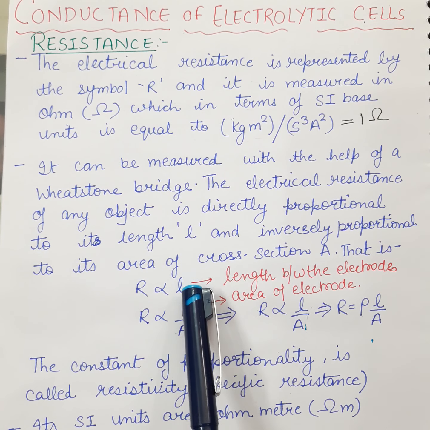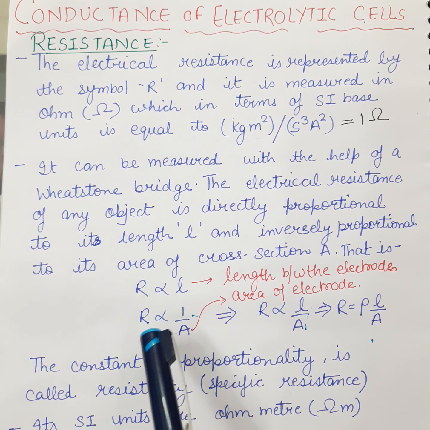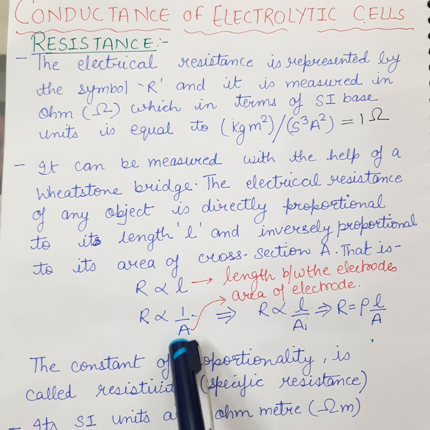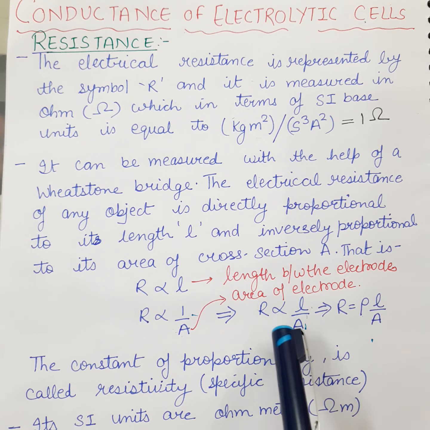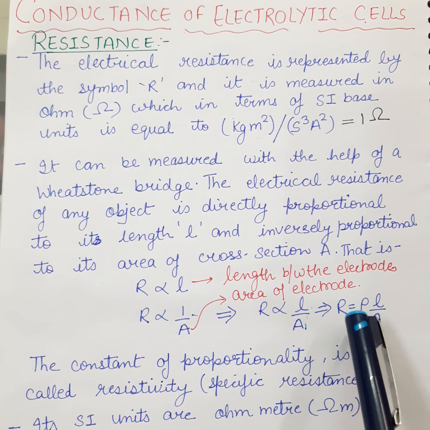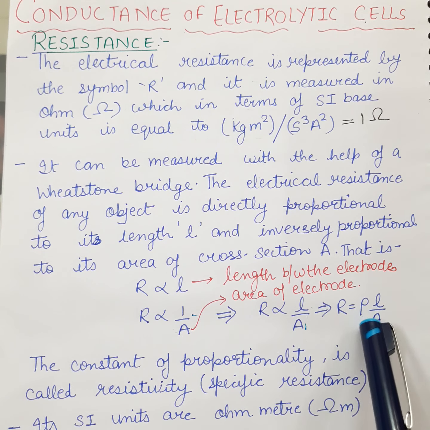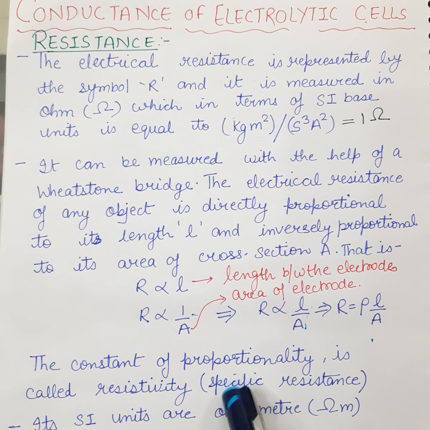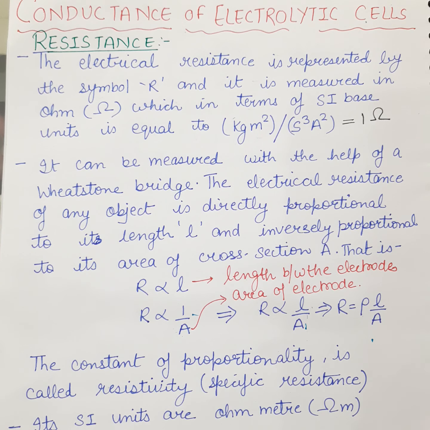So we can write in mathematical form that resistance is directly proportional to L. This is equation number 1. And resistance is inversely proportional to the cross section area A. This is equation number 2. When we combine these two equations, we get a new formula, R is proportional to L by A. When we remove the proportionality sign, there must be a constant, so R is equal to rho L upon A. This constant is known as resistivity, and according to IUPAC, it is known as specific resistance, students. Its SI unit is ohm meter.